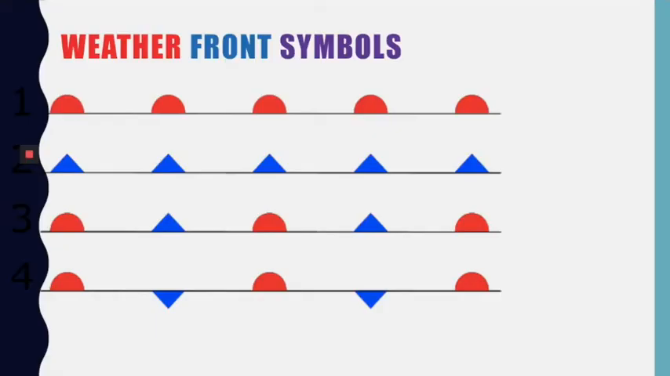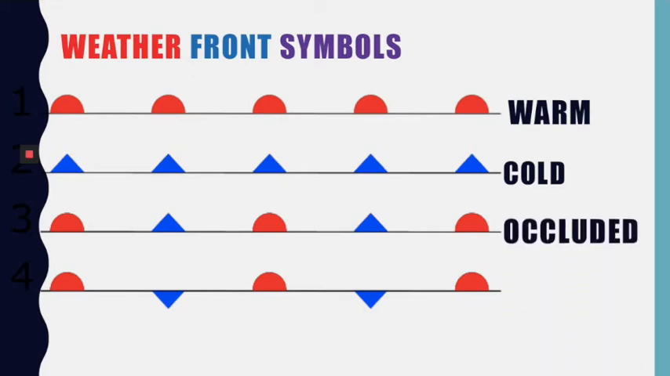There was confusion about these symbols, and they were in the video, but they weren't highlighted. So you can see the four weather symbols are here. The half red circles on a line represent a warm front. The blue triangles on a line represent a cold front. The alternating half circles and triangles pointing the same direction represent an occluded front. And if they're going opposite directions, that would be a stationary front.